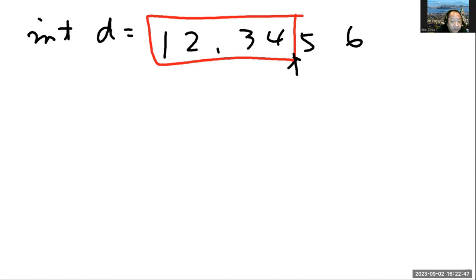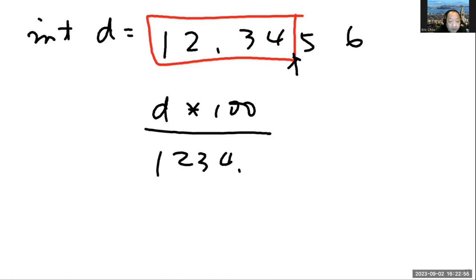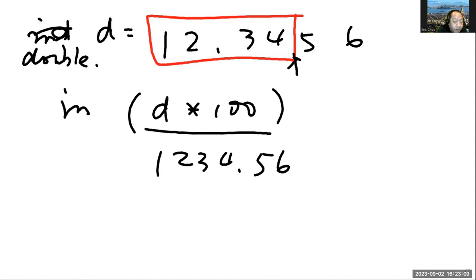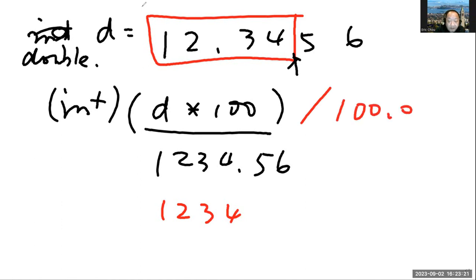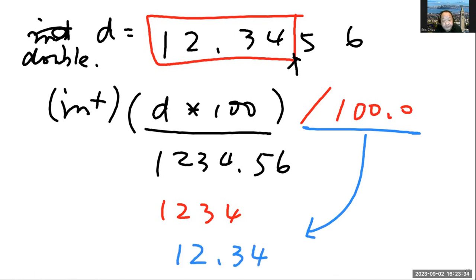So what I will do is D times 100. This number will become 1234.56. I'm sorry, this should be a double value. Then this whole thing I quantize, and it will become 1234. And then I divide it by 100.0. Cannot divide by 100, because it becomes integer. So after this, it becomes 12.34. Does that make sense? This gets rid of the two numbers.